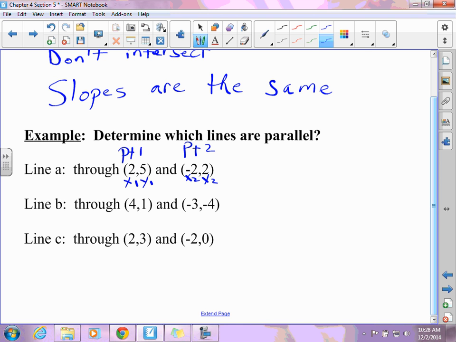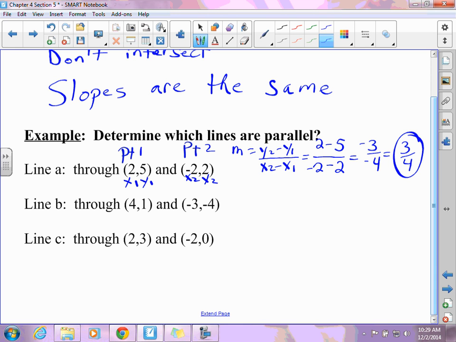So let's take a look at this. Our m equals y2 minus y1 over x2 minus x1. My y2 is 2 minus 5 over -2 minus 2. So I get -3 over -4, which is 3/4. Make sure you reduce it and put it in its prettiest form. So I need the point 1, point 2, the x1, y1, x2, y2, and the slope formula, m equals y2 minus y1 over x2 minus x1. I need that right now. I want to make sure that you're going to remember it, and you remember it by going over it over and over again, okay?